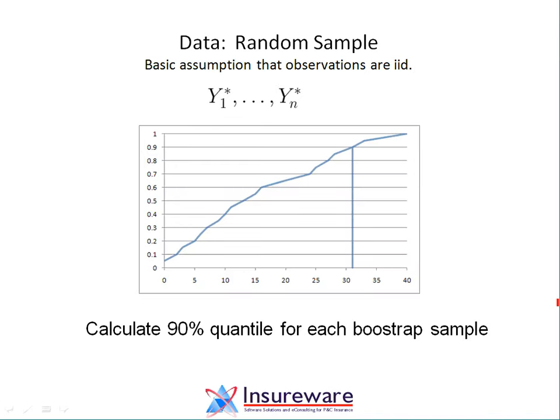Okay, let's just look at a simple illustration where you might use the bootstrap. You have a random sample of observations, y sub 1 to y sub n. It's a small sample. You can't test what distribution the data come from.